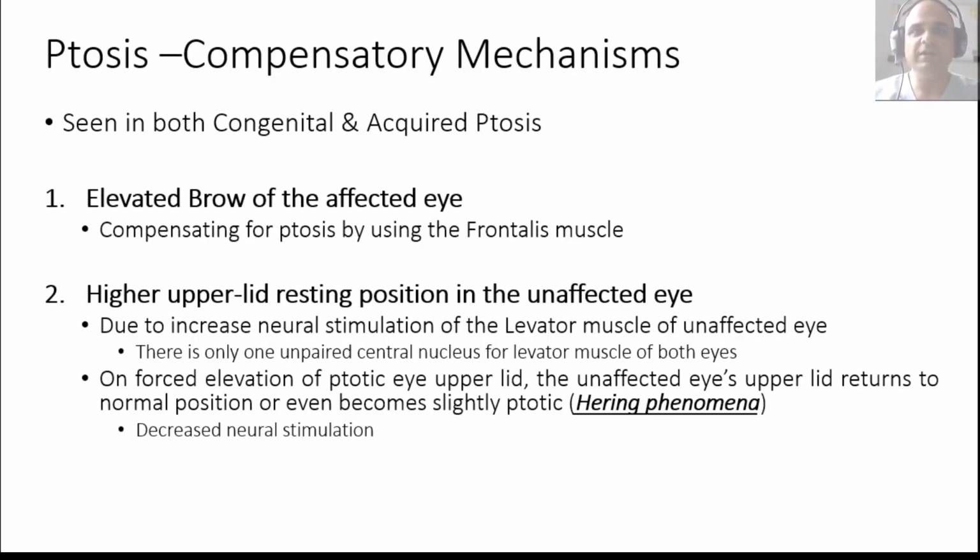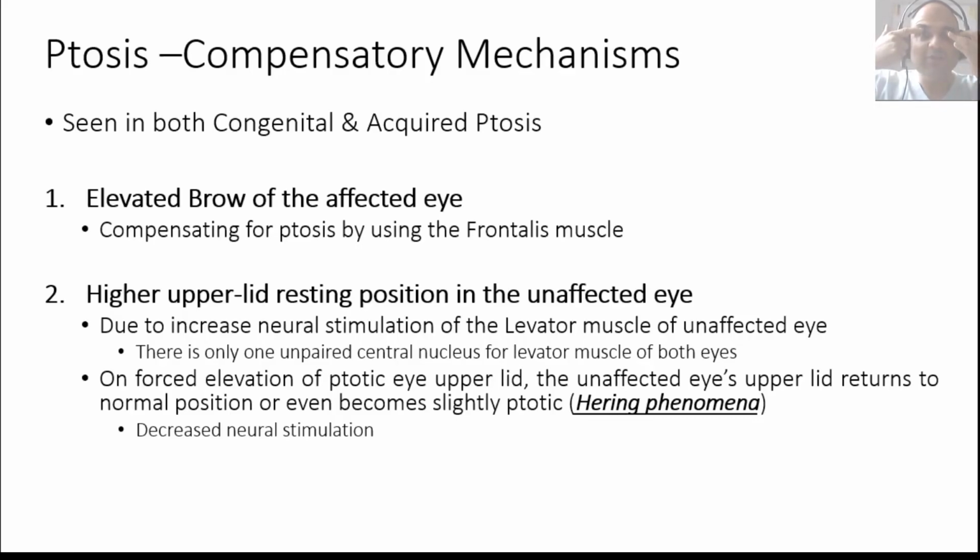So how do we know that what we are looking at is actually a higher than normal resting place in response to more stimulus? You simply open the ptotic eye with your finger, and that would get rid of the additional stimulation that is coming from the central nervous system because the eye that was ptotic is now open because you're forcing it open. So it doesn't need all that stimulation. So the other eye, the unaffected eye, which was actually higher because of extra stimulation, now does not need to be that high because it's not getting that additional stimulation.